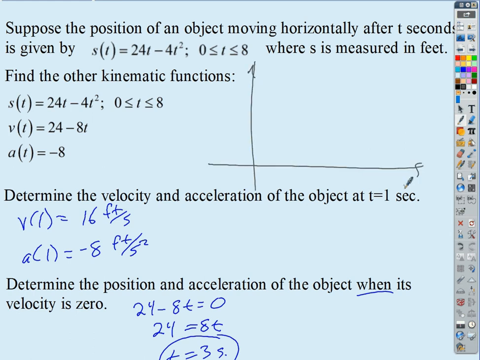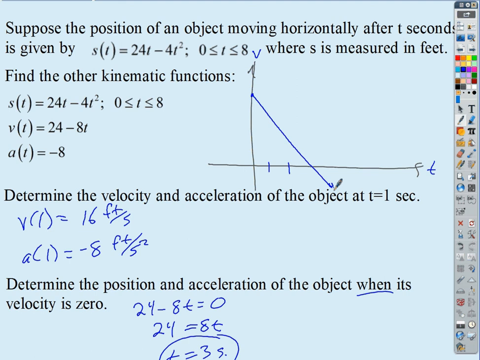So if we were to graph velocity, we're going to have velocity on this axis and time on this axis. What does that line look like, 24 minus 8t? Negative slope, and what's the y-intercept? 24, or the v-intercept, I guess. So it's going to do something like that, right? Agreed? So if that's the velocity, it's starting at some positive value, and then it's decreasing down to some point where it's 0, right? And we figured out that was 3 seconds, wasn't it? We did. Okay, and then it gets negative and more negative, right?